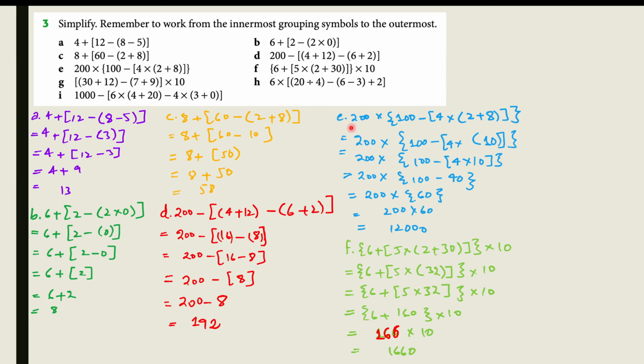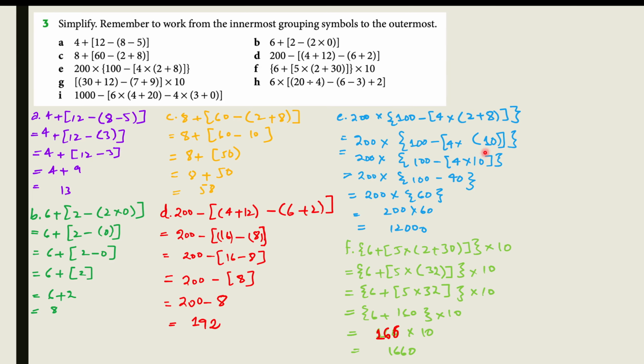The fifth part is also the same. 200 multiplied by, we have in this expression curly brackets as well. So 200 multiplied by, in the curly brackets open, 100 minus, square brackets open, 4 multiplied by, then we have the parenthesis. Inside the parenthesis we have 2 plus 8, and the square bracket and curly brackets both close. So now we have to solve it. We start with the innermost, which is this parenthesis of 2 plus 8, which is equal to 10.